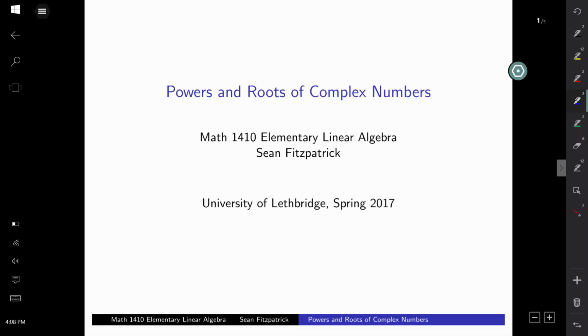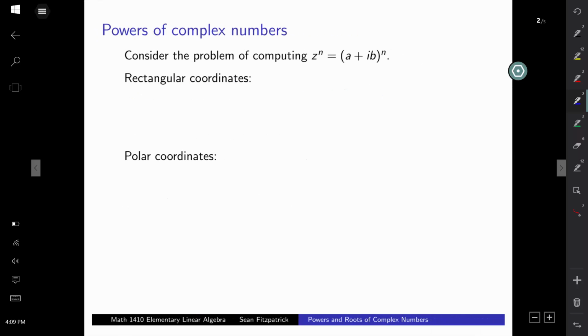What we're going to see is that certain calculations that might be difficult or in some cases impossible in the usual rectangular x-y coordinates become quite simple simply by a change of coordinates, by a change of perspective. The first one is computing powers, so integer powers of complex numbers. Think about computing something like z to the n.